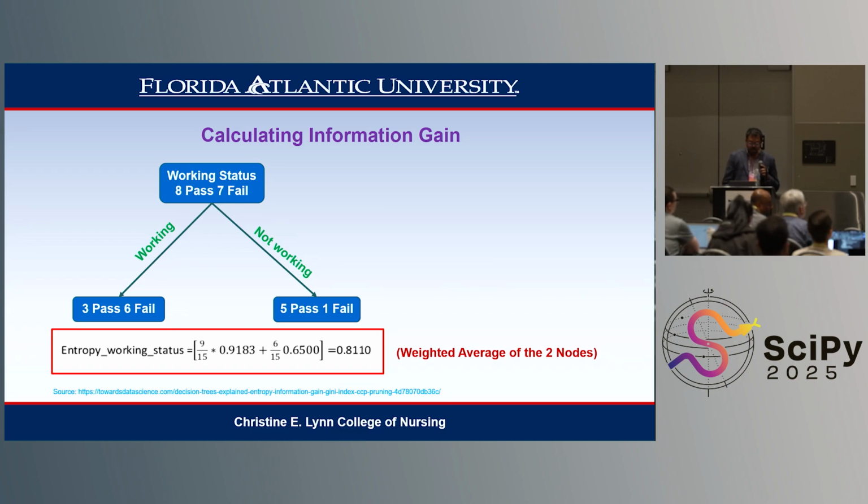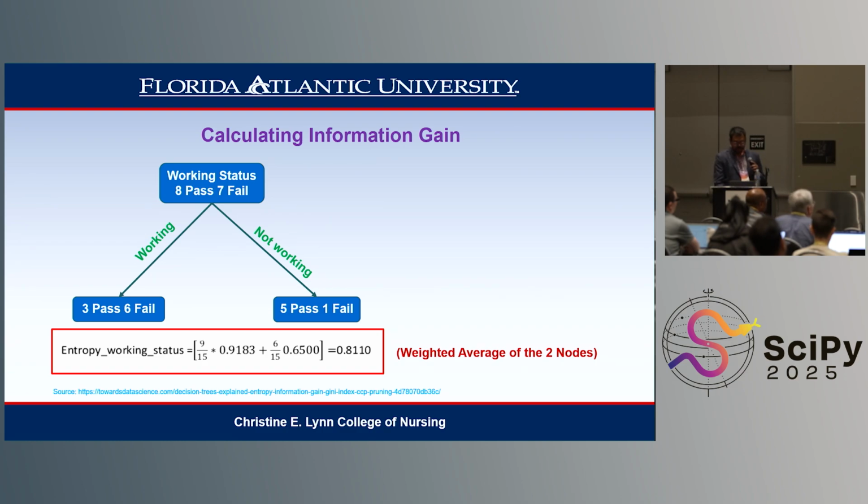Okay, so now I'm going to average it based on the weight. Over here we have 9 students in this node, and 6 students in this node. So we're going to weight by 9 by 15 plus 6 by 15. So this is the actual weighted entropy for these 2 nodes together.